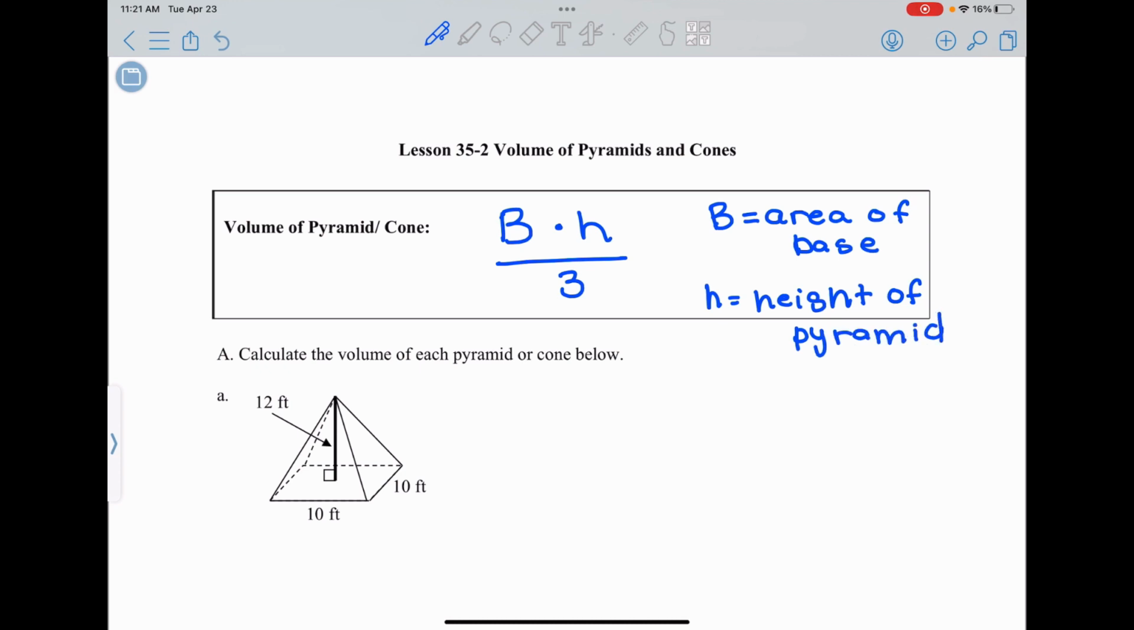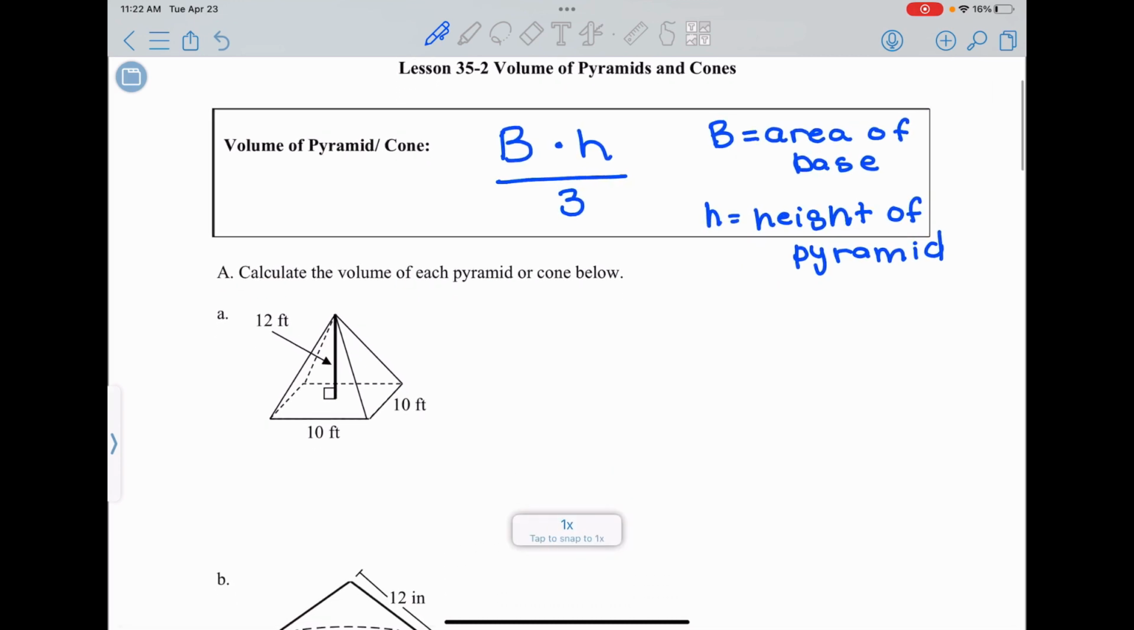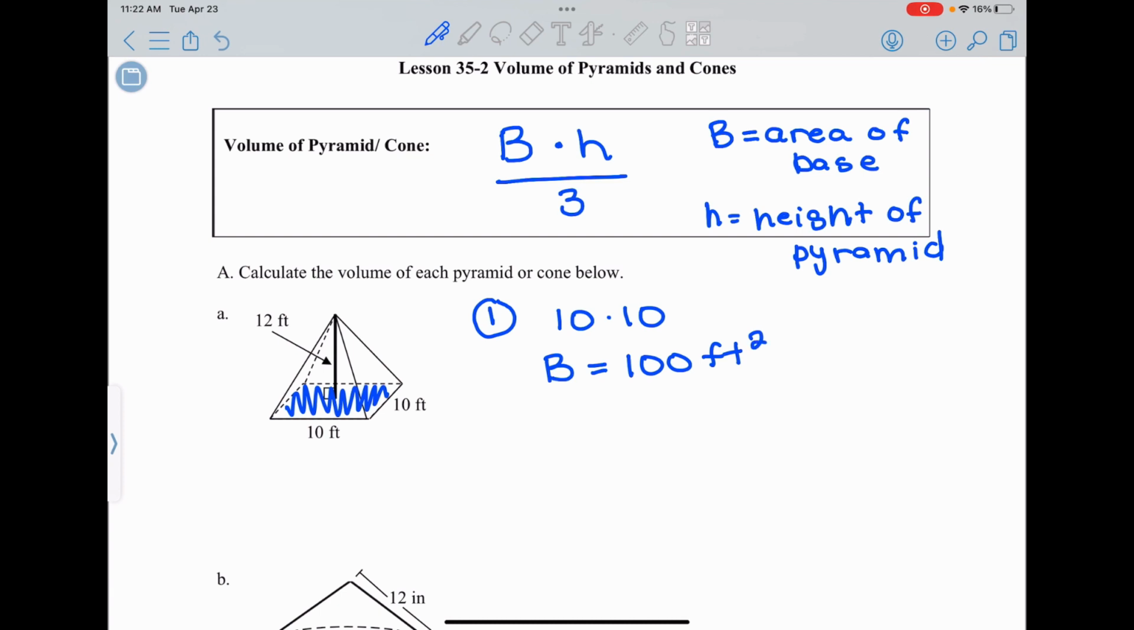So let's try this. In A, I first have to start by identifying my base and find the area. My base is a square. To find the area of a square, I do base times height. So 10 times 10 gives me an area of my base of 100 feet squared. Step 2, I multiply the area of my base by the height of the pyramid, which gives me 1,200 feet cubed.